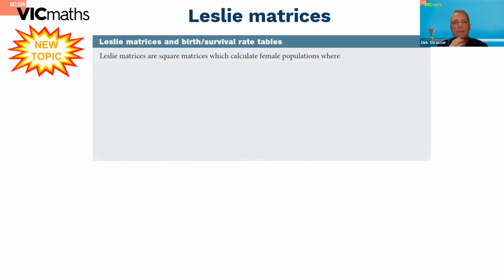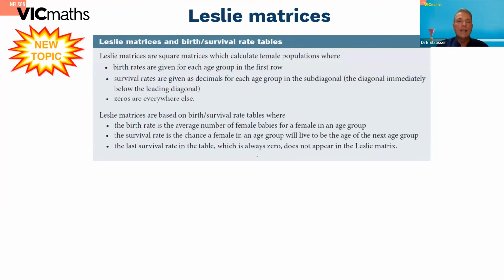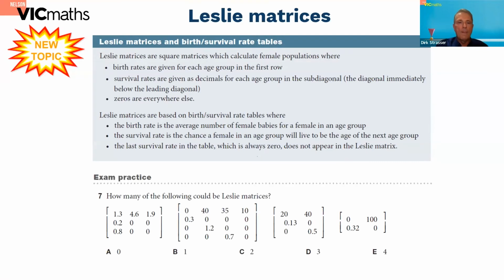So just to summarize it, Leslie matrices are square matrices which calculate female populations, where birth rates are given for each age group in the first row, survival rates are given as decimals for each group in the subdiagonal, and zeros everywhere else. And then there's an explanation about what that means, which I've already been through. I'm going to show you a question.